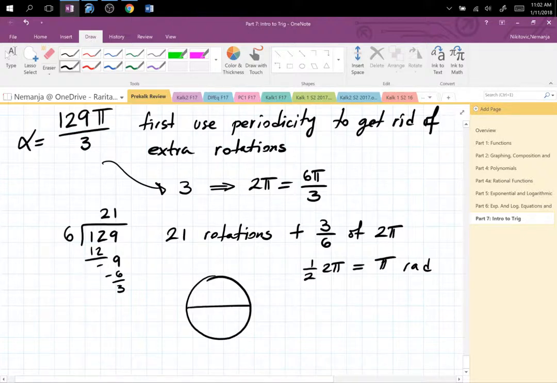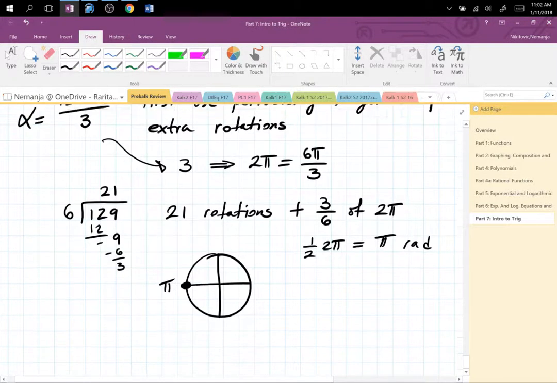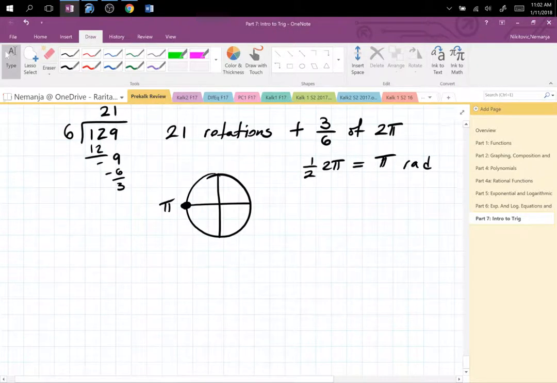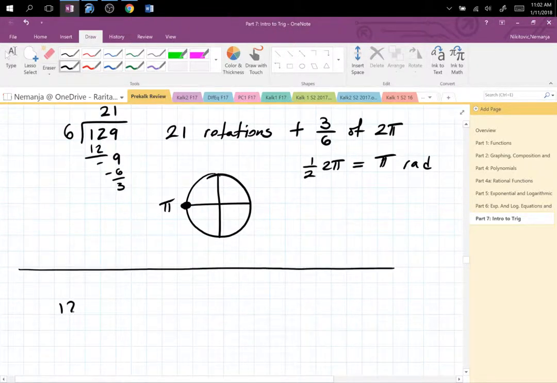So our angle is right here, and it's easy to use. Wow. Let's pick something else. How about 127 pi over 3? That should be nicer.